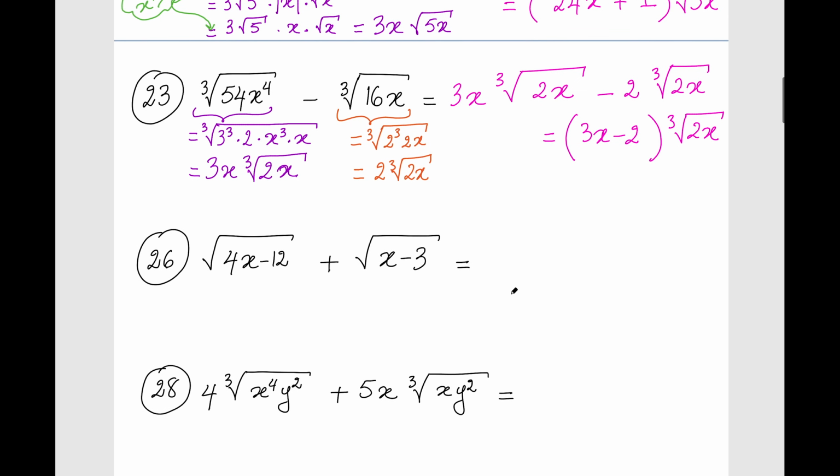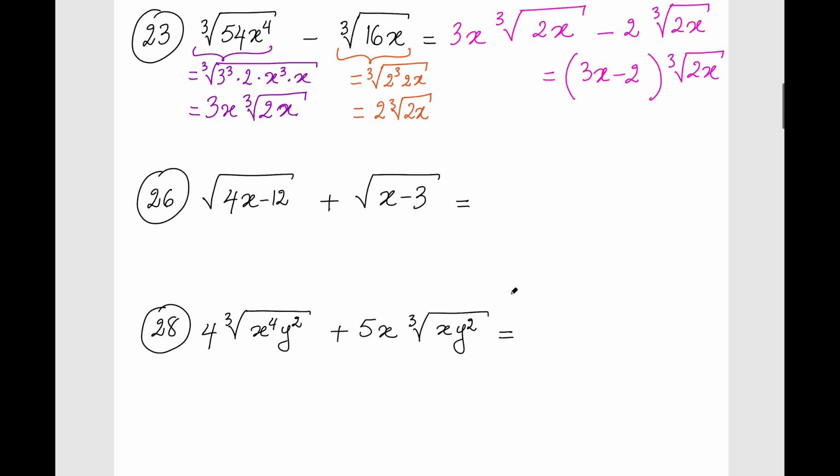Okay, 26. Square root of 4x minus 12. Remember, square root doesn't commute with addition or subtraction. So you cannot say this is square root of 4x minus or plus square root of 12. You cannot split them up. Square root splits with multiplication so far, and it's going to commute, I should say, with division. It's going to come in the sequence in this section.